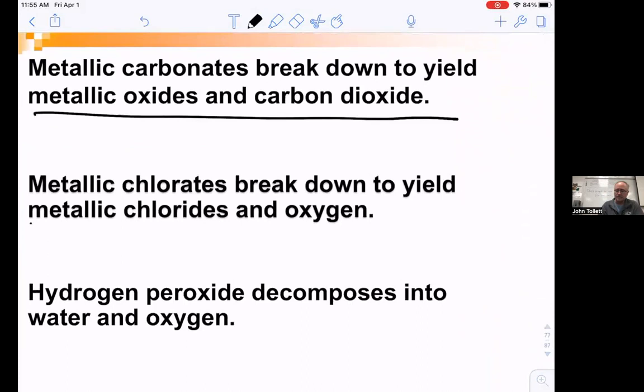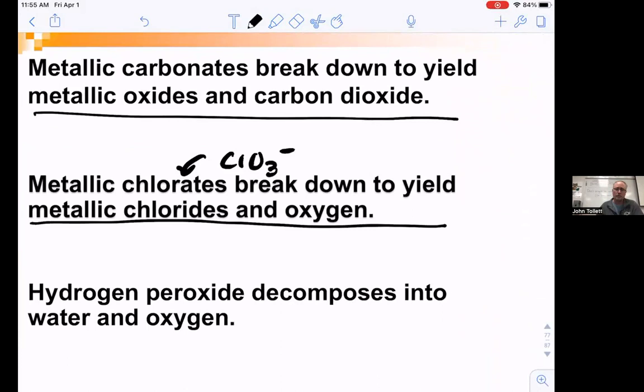Metallic chlorates break down to produce metallic chlorides and oxygen gas. Remember that chlorates are ClO3 minus things. So sodium chlorate, potassium chlorate, magnesium chlorate even, they're going to break down to make that metal with a Cl minus attached to it, and oxygen gas. Hydrogen peroxide decomposes into water and oxygen. We've already had that one as well.